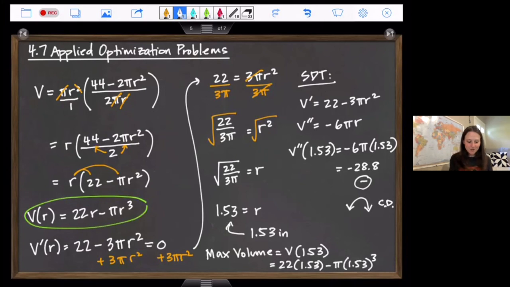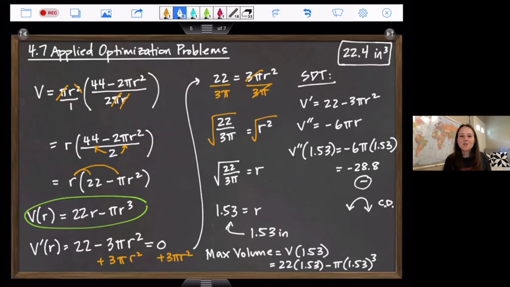Again, I'm going to ask my calculator to do that for me. So 22 times 1.53 minus pi times 1.53 cubed. And I get 22.4. Okay, so where am I going to put this? Let's put this up in the top right-hand corner. 22.4, that's a volume. So volume is measured in distance cubed, so it's going to be inches cubed. It's not usually how we measure volume in a can of soup, but we're going to go with it for calculus. All right, so 22.4 inches cubed.